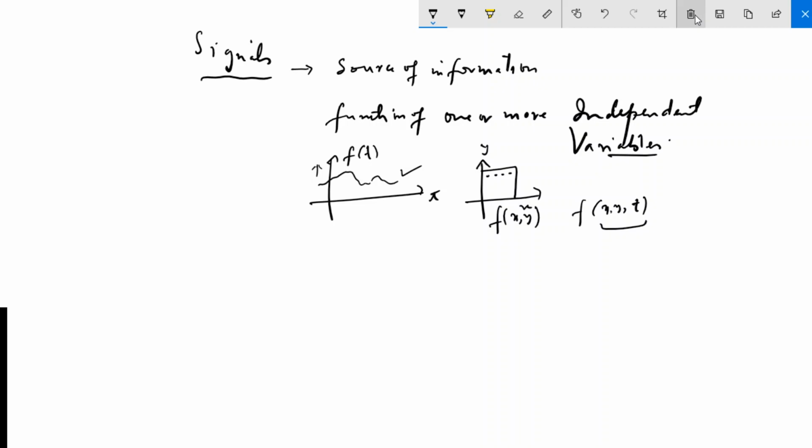Okay, this is what a signal is, and every signal has some useful information in it. When you process a signal, we try to extract that information which is embedded in the signal. So you pass a signal, so you have a signal, and then you have a system.